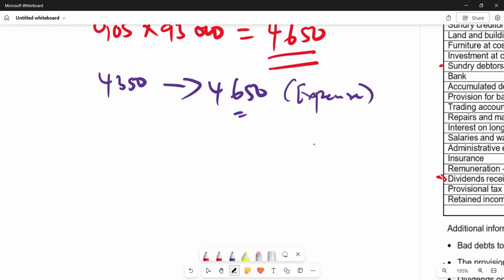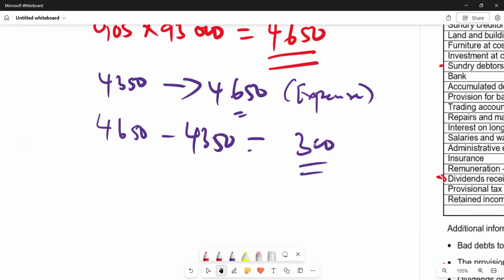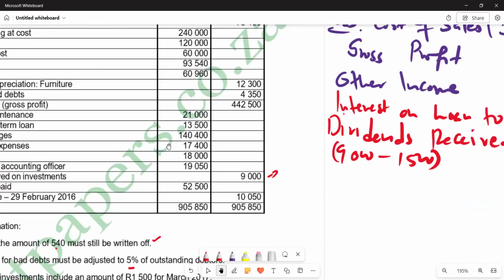But if you calculate it, I will say 4,650 minus 4,350. We are going to get an increase of 300. So this is what we have. Then having an increase of 300, we are going to put it under the expenses section. So we can leave it for now, and we can adjust it when we get to the expenses section. So it means these are the only incomes that we have.